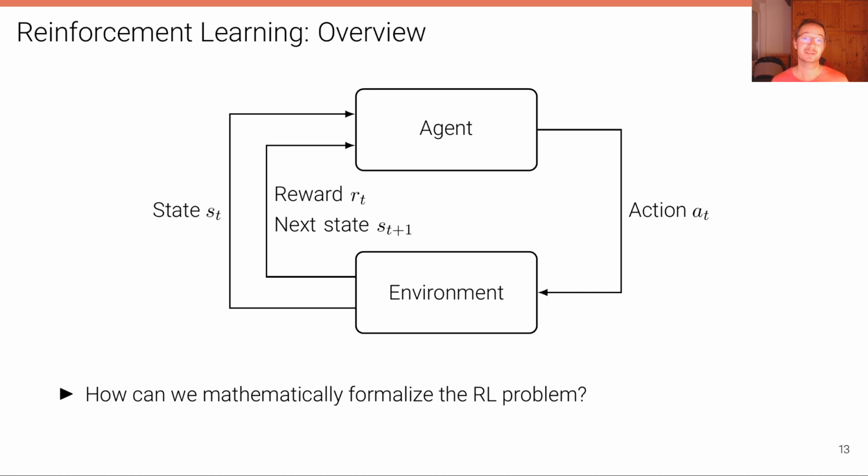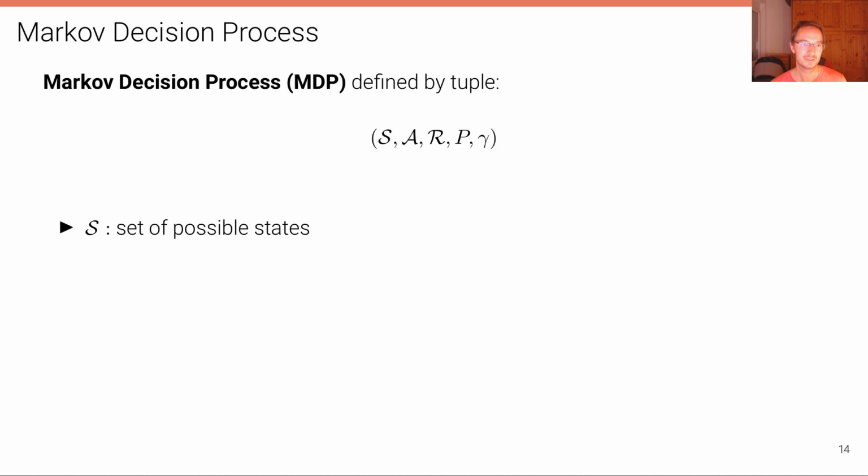So here's again the reinforcement learning loop that we've seen before. How can we mathematically formalize the RL problem? We do this using the so-called Markov decision process. The Markov decision process, short MDP, defines a tuple, S, A, R, P, and gamma. What are these five components of this tuple?